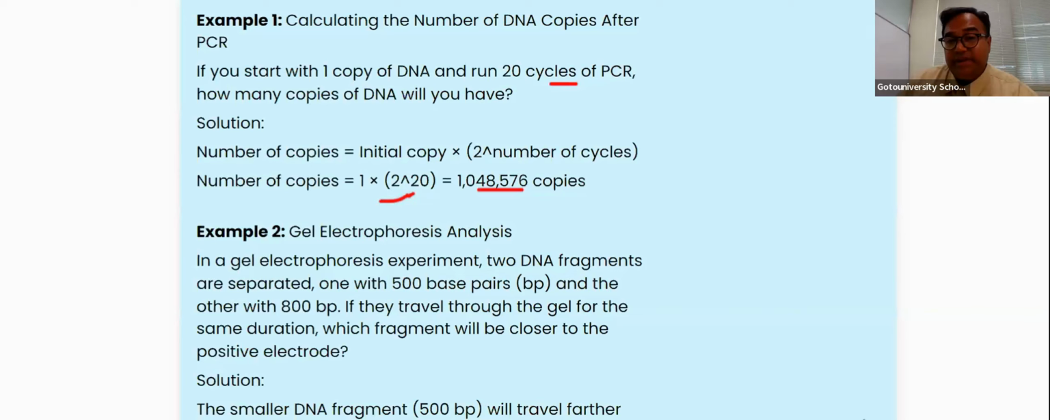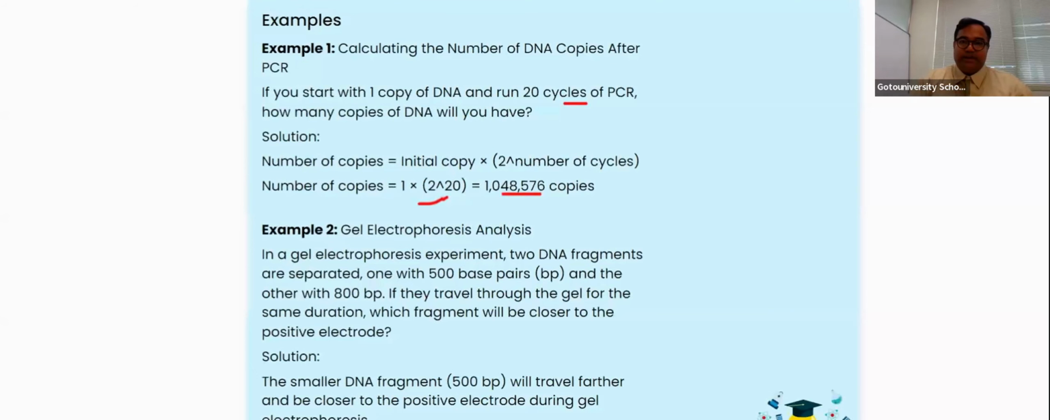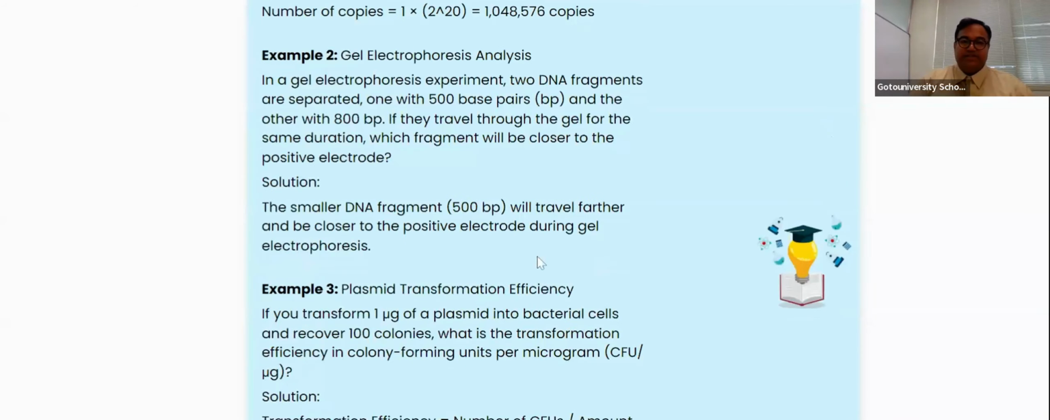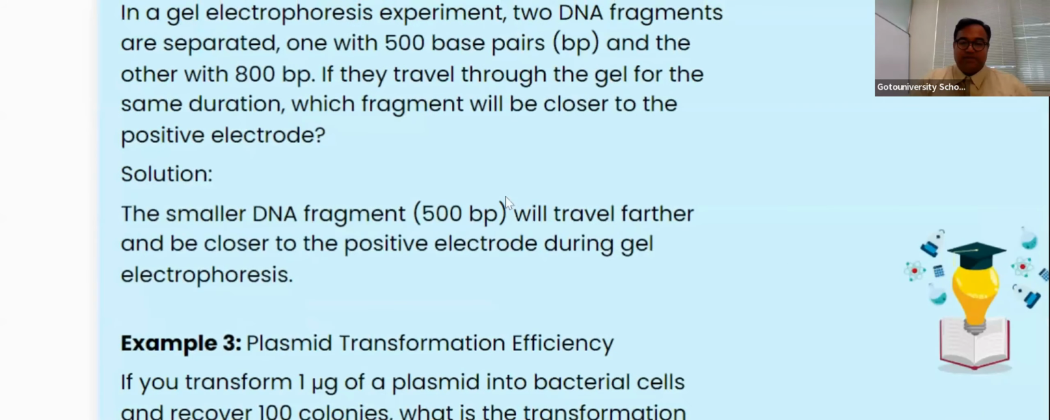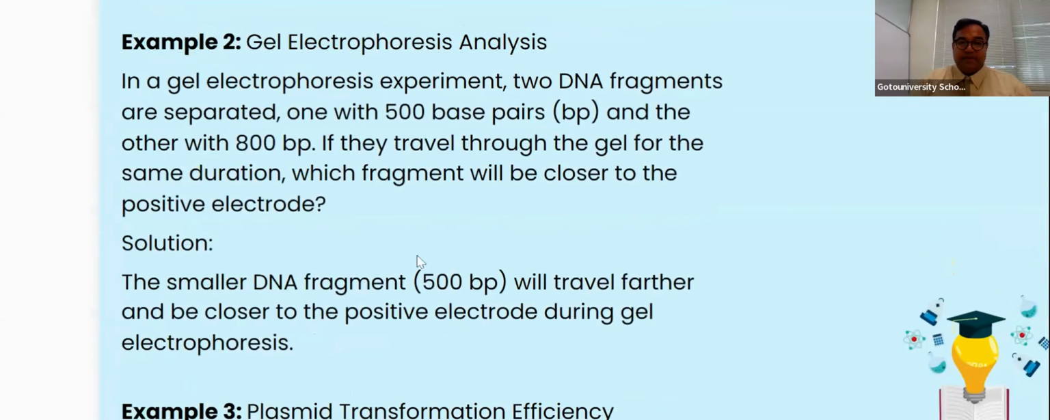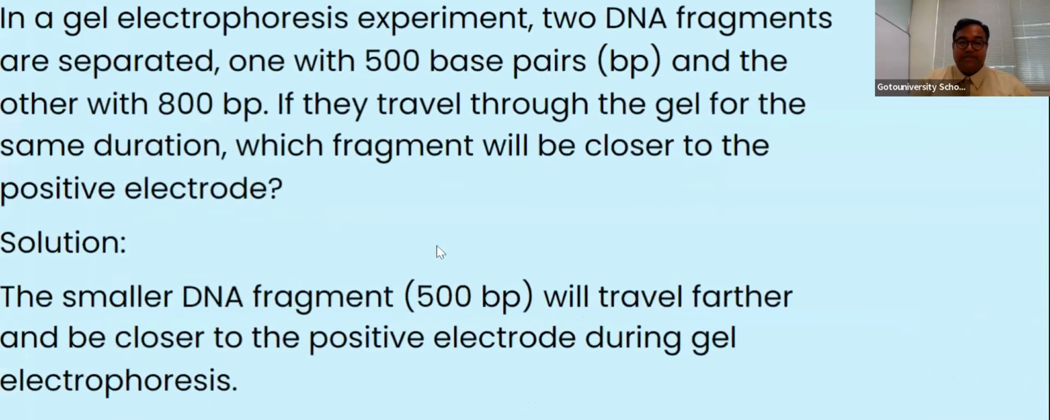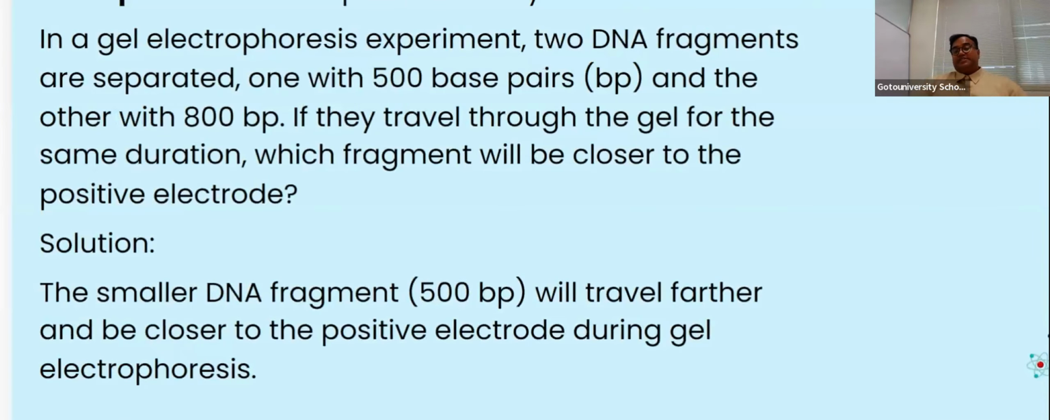So this is the way we need to do the mathematical biology question in the principles of biotechnology chapter. Now we are entering into gel electrophoresis analysis. In gel electrophoresis analysis, we know very well that two DNA fragments are separated, one with 500 base pair, another with 800 base pair. If they travel through the gel for the same duration, which fragment will be closer to the positive electrode?